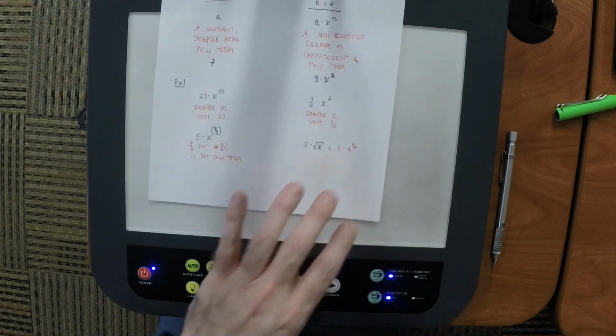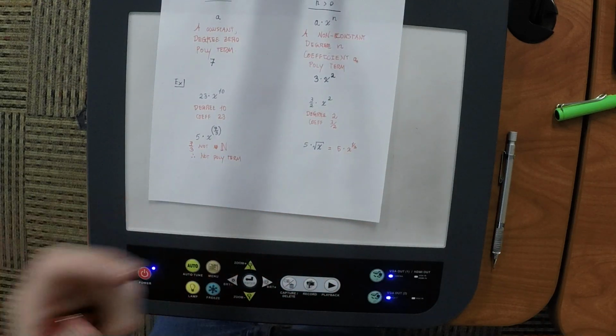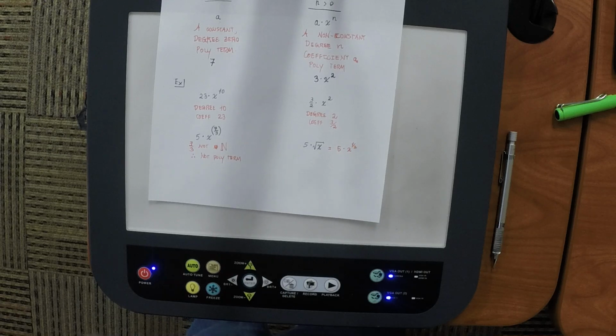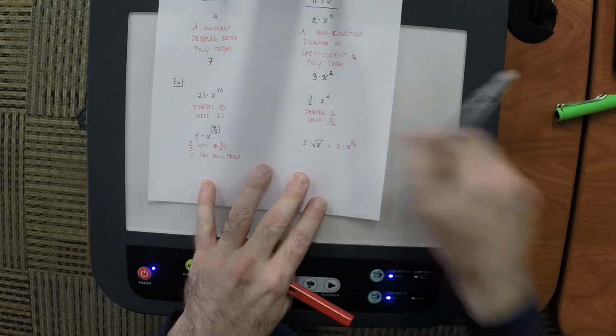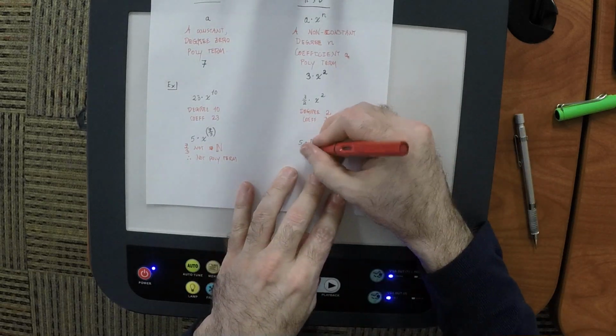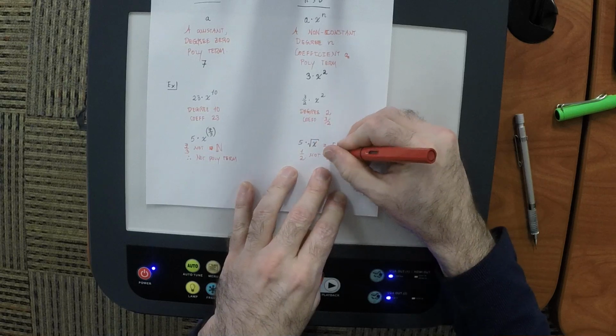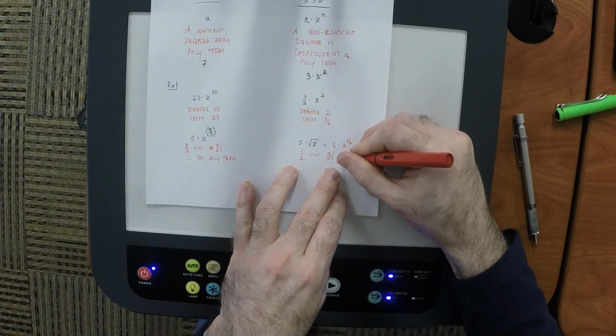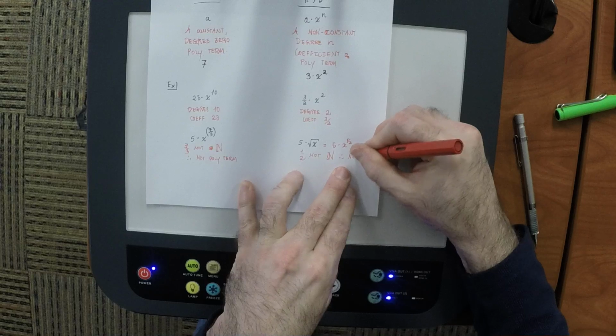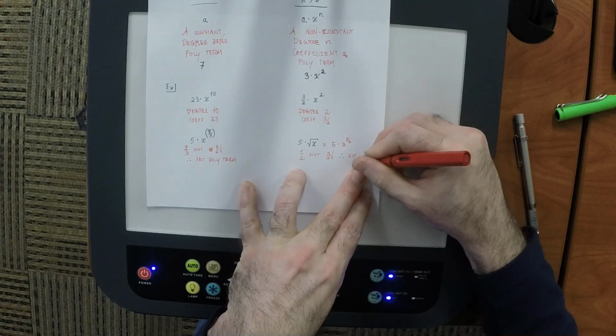5 multiplied by x to the half. And now the question is, well, is half a natural number or is it not? It is not. So half is not natural, and therefore this is not a polynomial term.